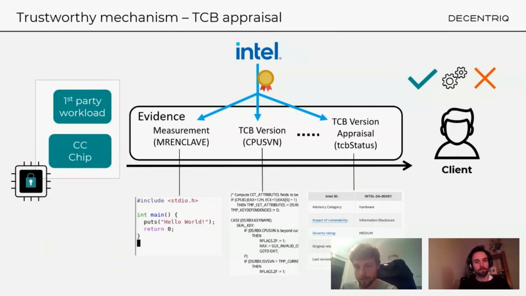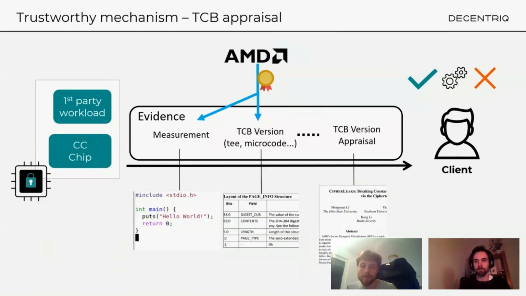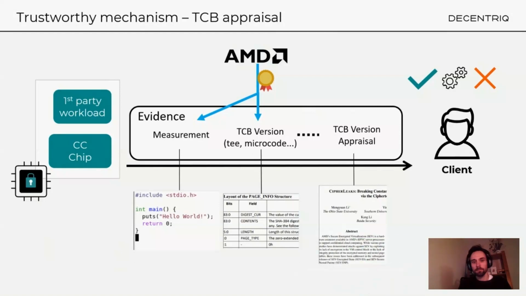So how does this look for AMD SEV-SNP? Well, we have the first two. We have the measurement included in the attestation evidence. We have a versioning scheme exposed, starting with SNP. So that's the first one that actually has a versioning scheme in the evidence. But we're missing the appraisal bit. If you're looking at these version numbers, they're really just numbers.